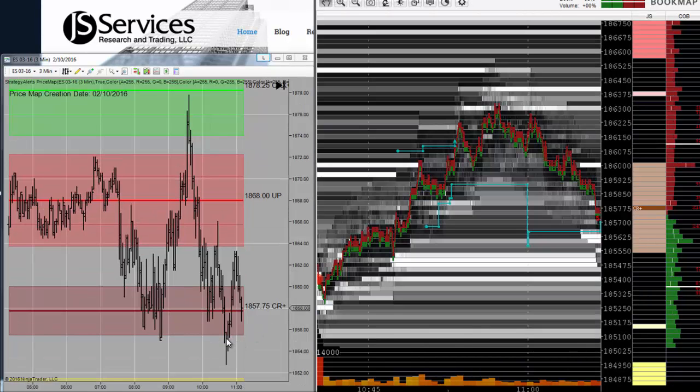So the market does bounce off of here, and we get stopped out on one of our trails, and then we're looking to cover some more, anticipating maybe a bigger squeeze. If it's really going to stay aggressive, it should stay below here, and the market starts to pull back to the CR plus.